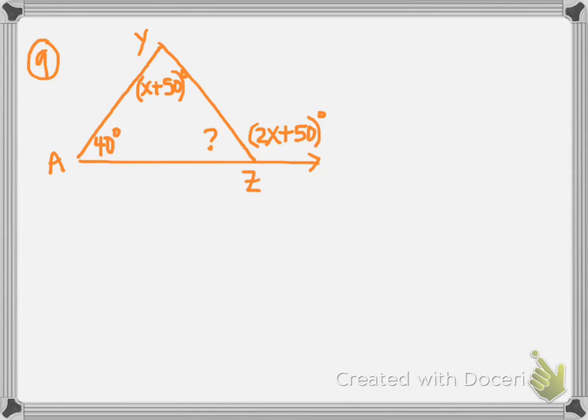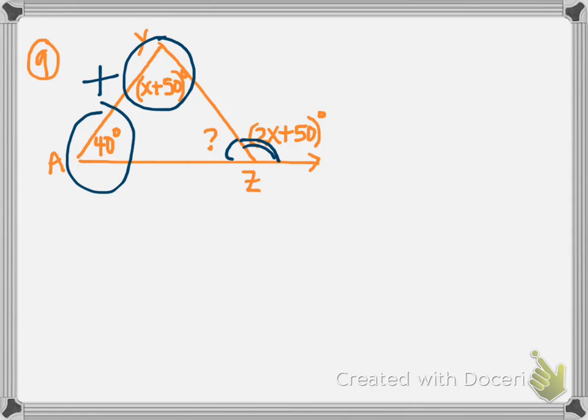In number 9, we have this picture. We are trying to find the measure of angle YZA, this angle right here. Of the angles that we have expressions for, the 2x plus 50 is an exterior angle, and the exterior angle of a triangle is always equal to the sum of the two remote interior angles. The 40 and the x plus 50 are the two remote interior angles. If we add those, that should equal the 2x plus 50, that exterior angle. So that's how we're going to set up our equation: 40 plus x plus 50 equals 2x plus 50.